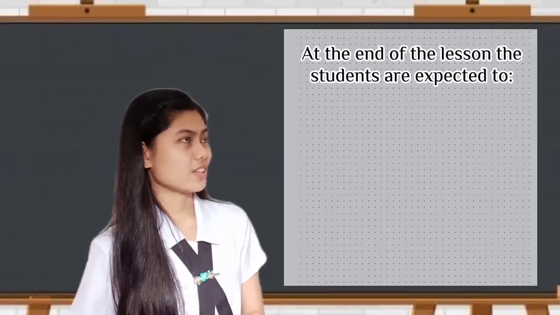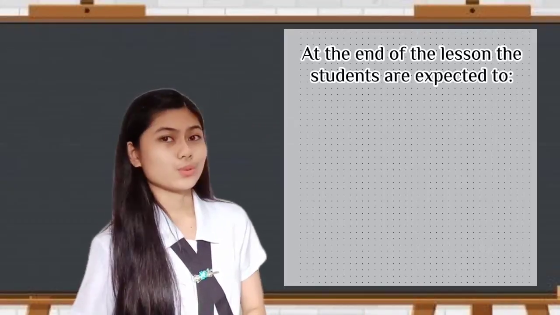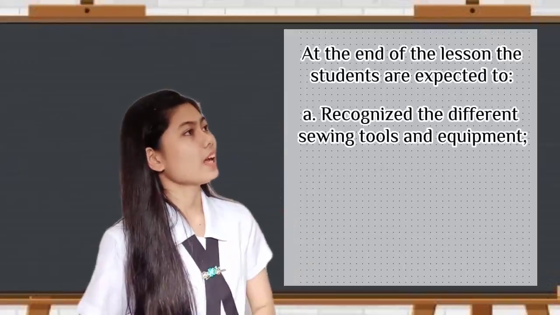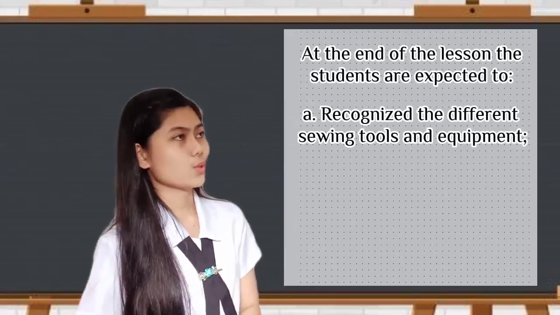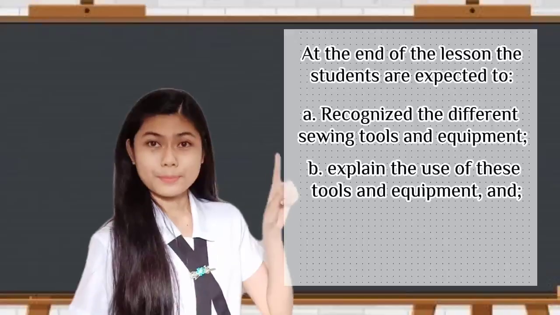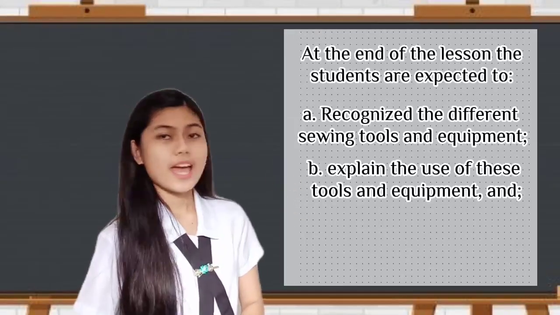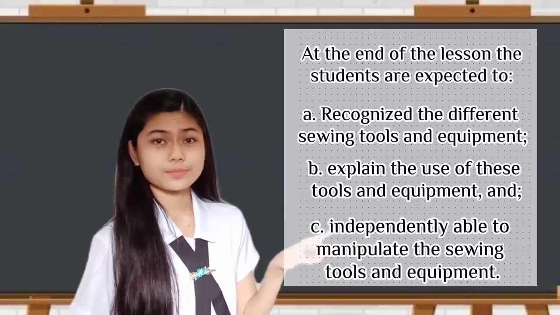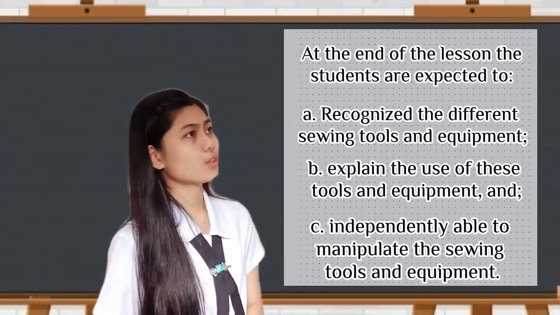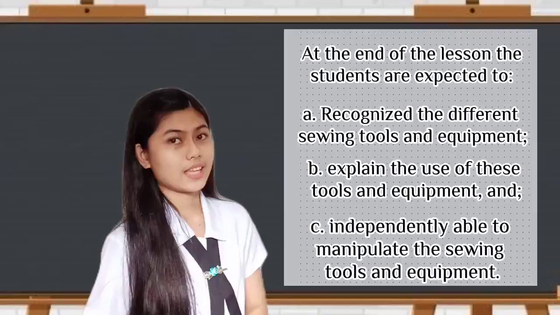At the end of the lesson, the students are expected to: A. Recognize the different sewing tools and equipment. B. Explain the use of these tools and equipment. And lastly, C. Independently be able to manipulate the sewing tools and equipment.